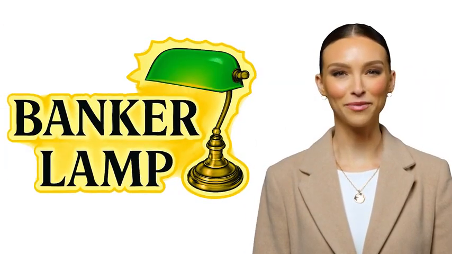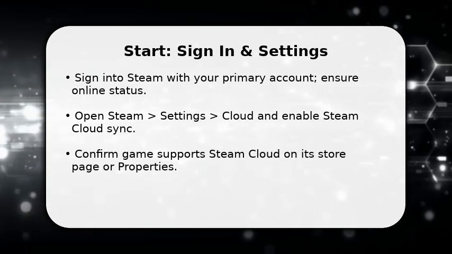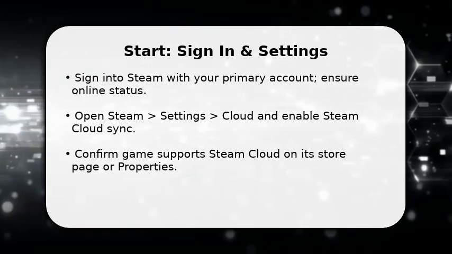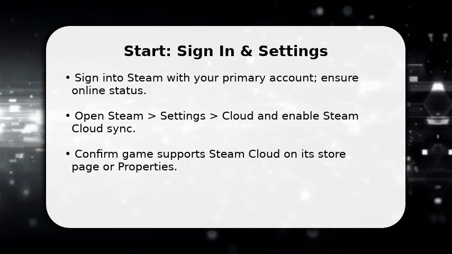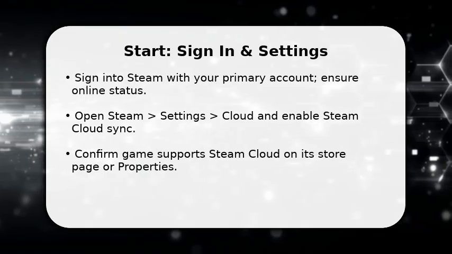Please enjoy the video. You sign into Steam and then open Settings to turn on the Global Steam Cloud option. This allows supported apps to sync. Once done, check the specific game's support. Don't assume every title uses cloud.